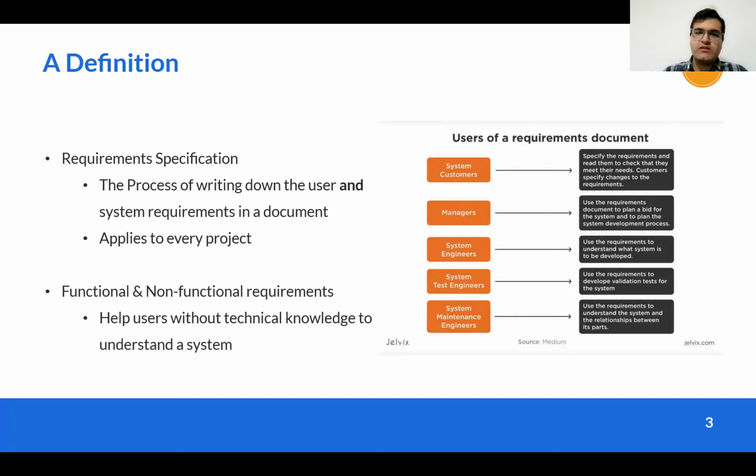Both of these help other people, like your clients and maybe the users. When you're developing a system, you should also interview the people who will end up using the system. So it will help even them understand how the system will work, even though they have no knowledge.